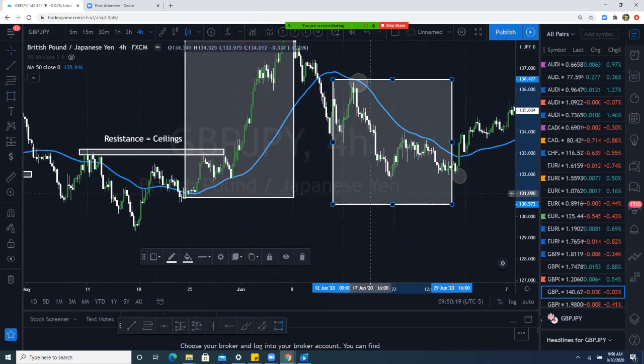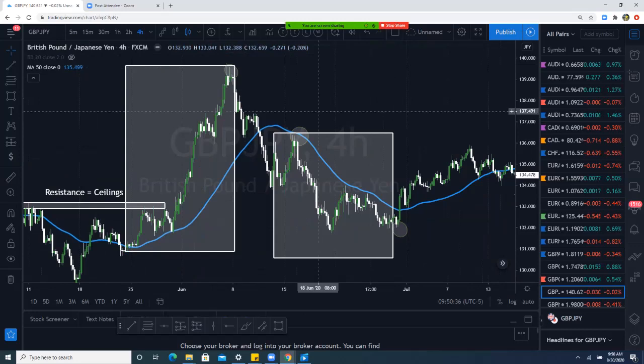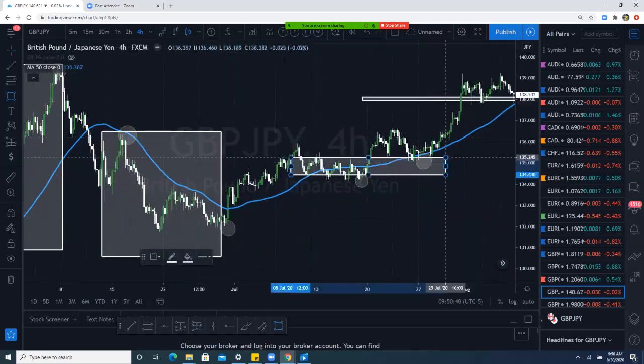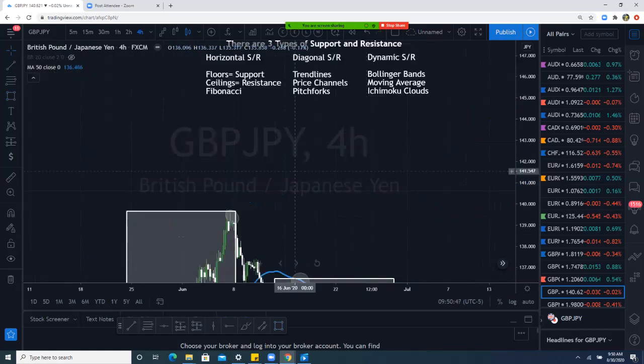So that's really simple. That's why I like dynamic support resistance, because you just put it on there and you can see right away where you are in the markets as far as your trend. And then of course, if price is kind of chopping around the moving average, that's going to be consolidation.